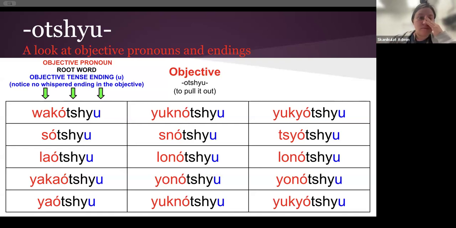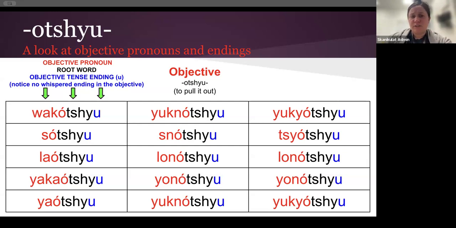So Wagochu, real simple. Zochu, Laochu, Yagaochu. Now remember, the objective pronouns are a little different than our subjective side, so that's why we have different pronouns. So a lot of times we get used to working on the subjective with verb changes, but eventually we get to the objective, and we're like, oh, I forgot about these ones. So it's a refresher. Laochu, Yagaochu, Yaochu, Yunganochu, Snochu, Lonochu, and so on. Real simple, you're just using objective pronouns and making the changes.